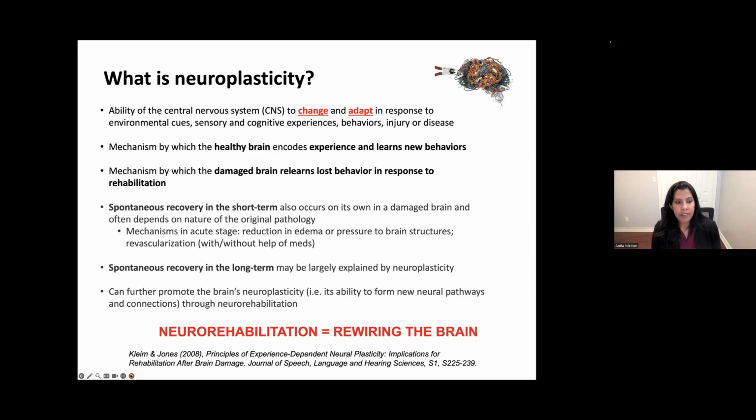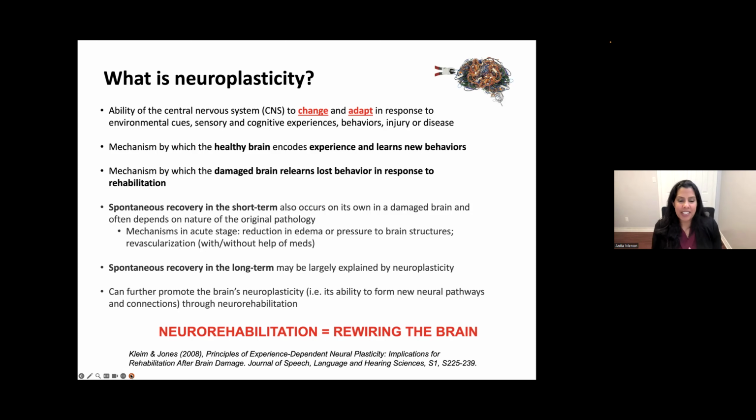in the rehab setting. There's also what we know as spontaneous recovery. We know that the brain can also spontaneously repair itself and recover in the short term from the damage that's occurred, again very dependent on the type of illness or disease that's happened and the extent of the damage. These are the actions that happen very early on in the acute phase. Again, the mechanism for spontaneous recovery is something still being explored and understood.